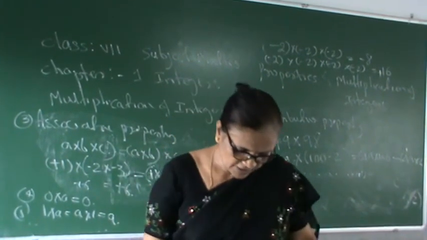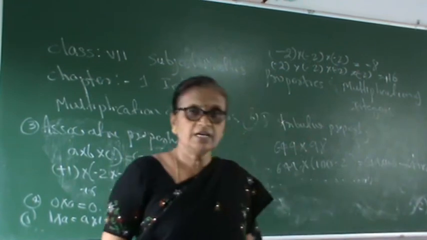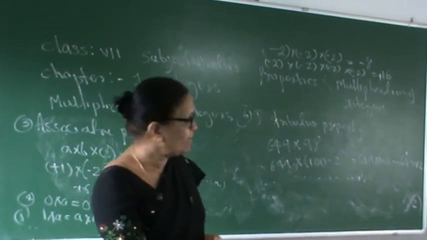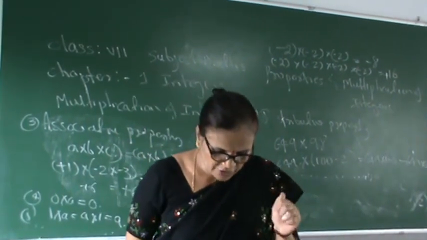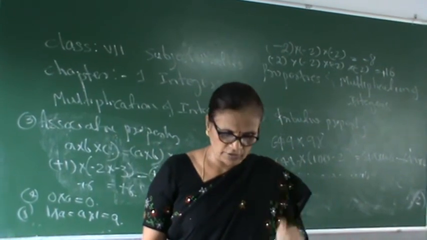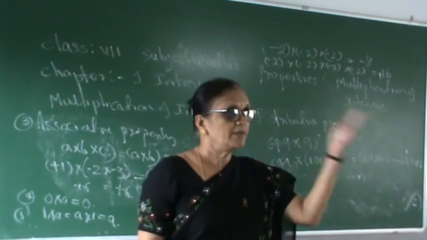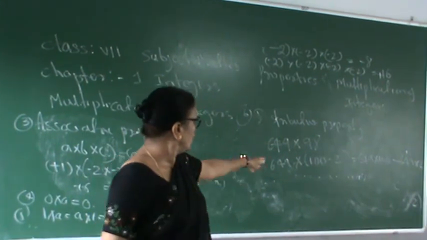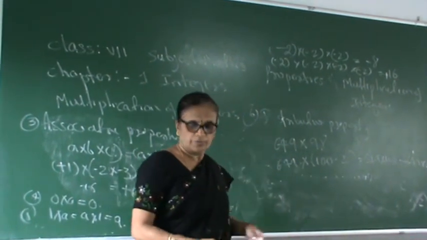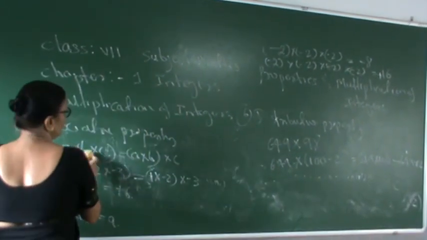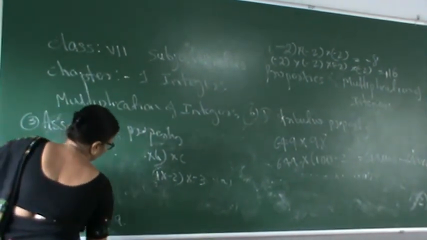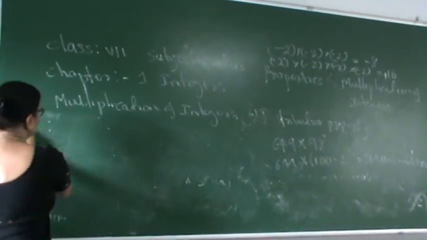Now we will come to the second one. Here they use the distributive property, multiplication over addition and over subtraction. So what are they giving? Left side and right side. Then you have to show A into (B plus C) is equal to A into B plus A into C. That property you are using.